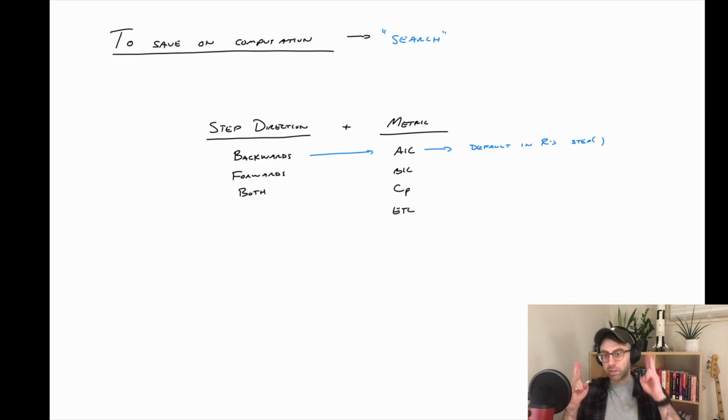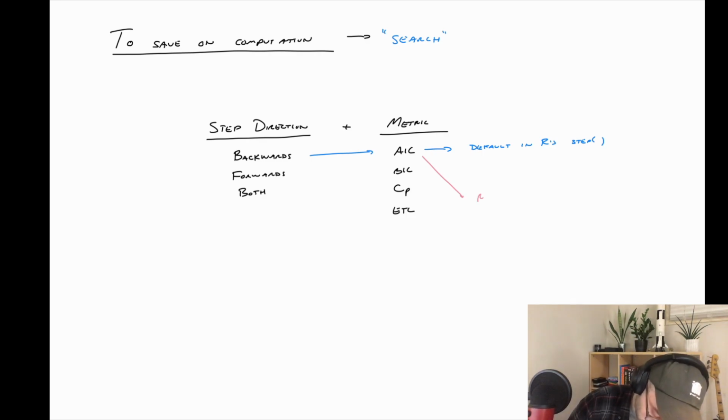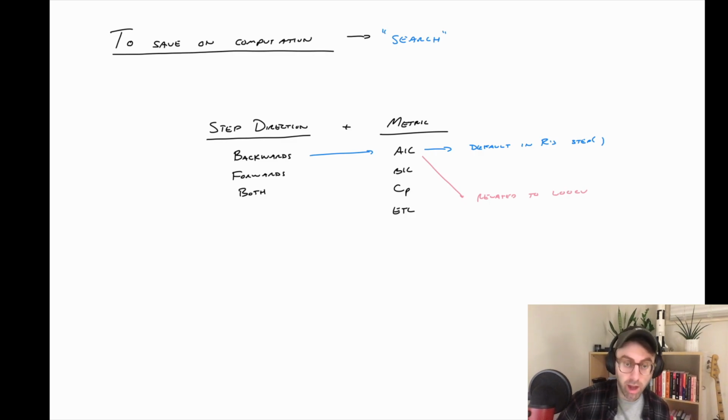So if you use the step function in R and give it a linear model and don't tell it anything else, by default it is going to perform a backward search using AIC as its metric of choice. And one thing I might note here is that the AIC is related to the leave-one-out cross-validated error asymptotically.